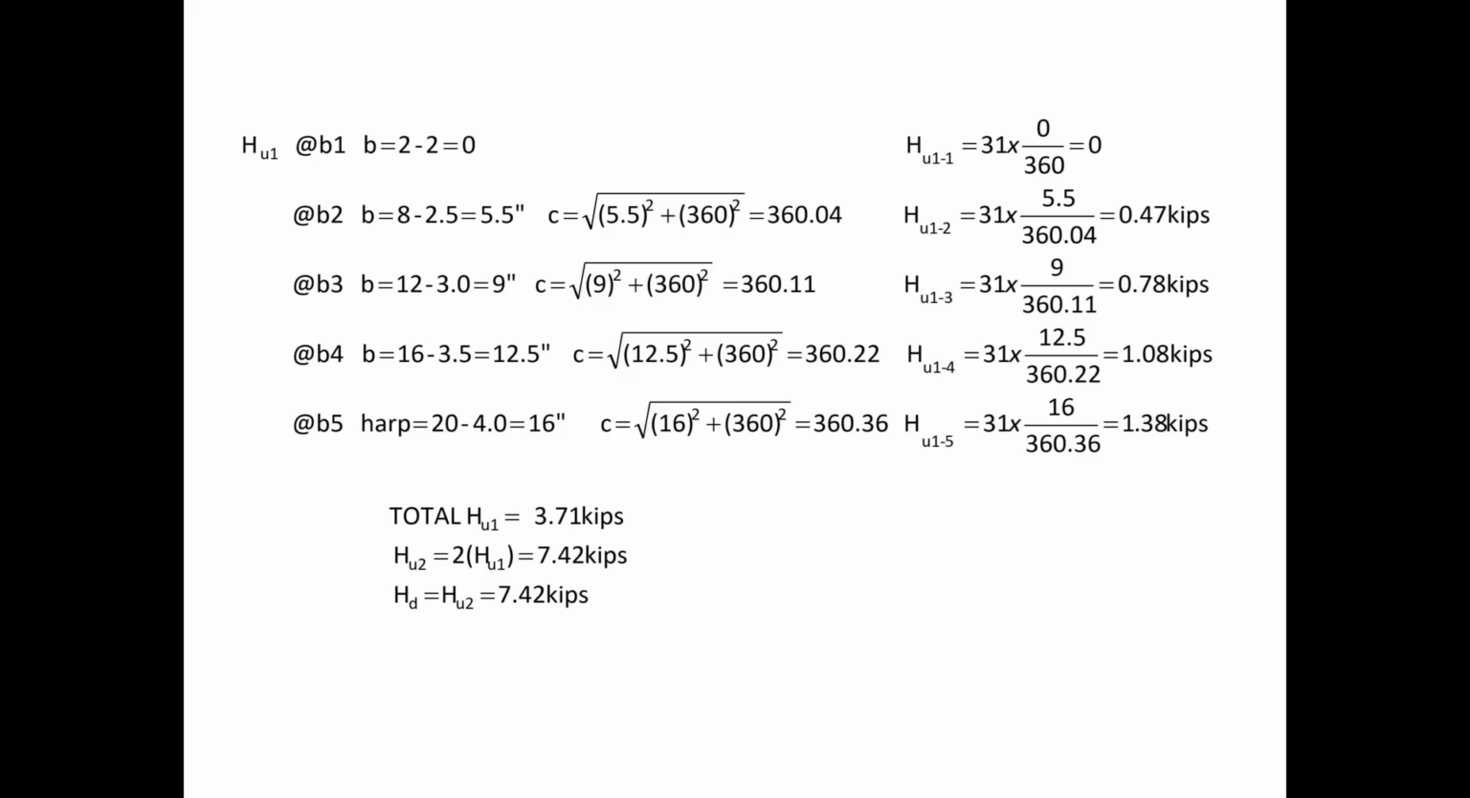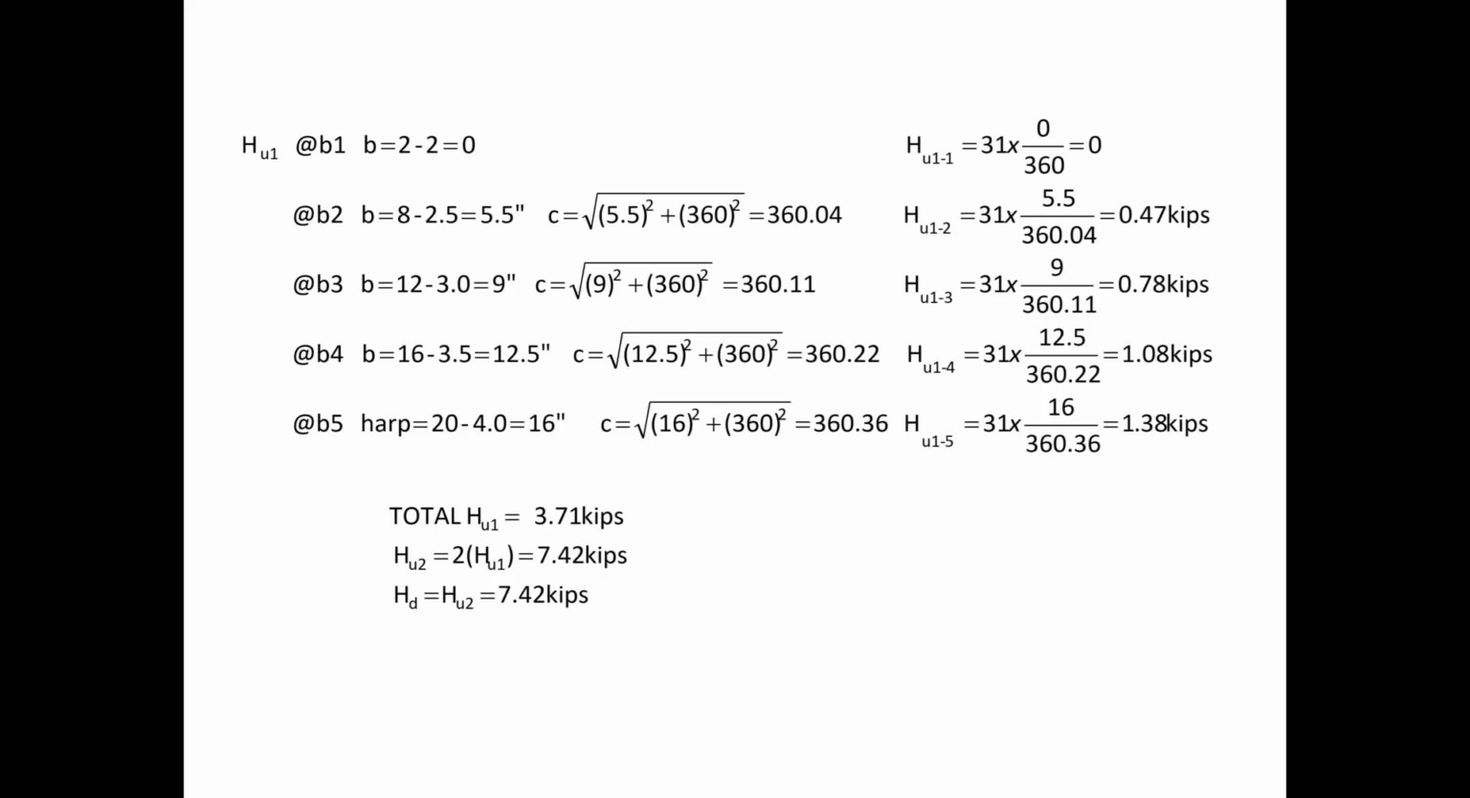All right, so this one looks a little complicated because there's so many calculations going on. But notice that the calculations we're doing for each strand are the same calculation. It's C equals the square root of A squared plus B squared, and the hold-up force is equal to P times B over C. We're having to do this for each strand separately because the geometry of each strand is slightly different. But the actual calculation is the same equation.